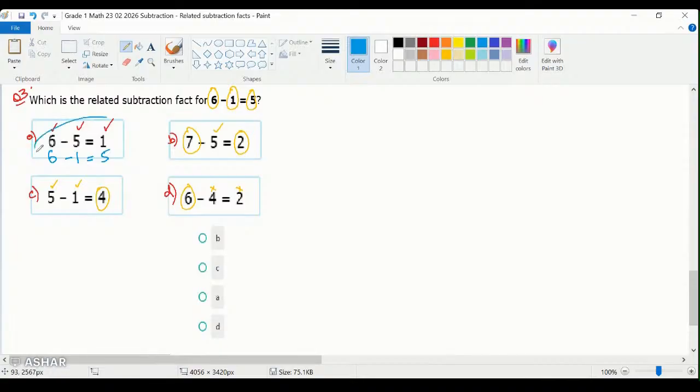So their answers were 6 minus 1 equals 5. These two equations are subtraction related facts of each other. Therefore, we say option number A is the correct answer. Do we agree on this?